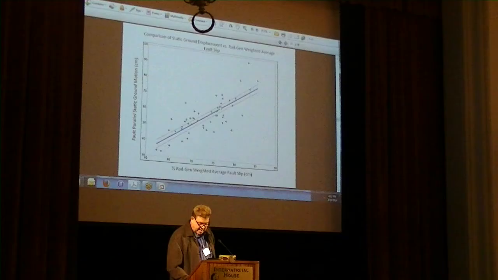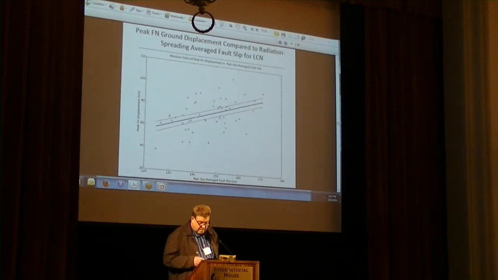Okay, so then we can look at peak ground displacement on the y-axis, fault normal. This is the fault normal ground displacement. And the x-axis is the same measure of fault slip. And here we see a positive correlation, but the dispersion is larger.